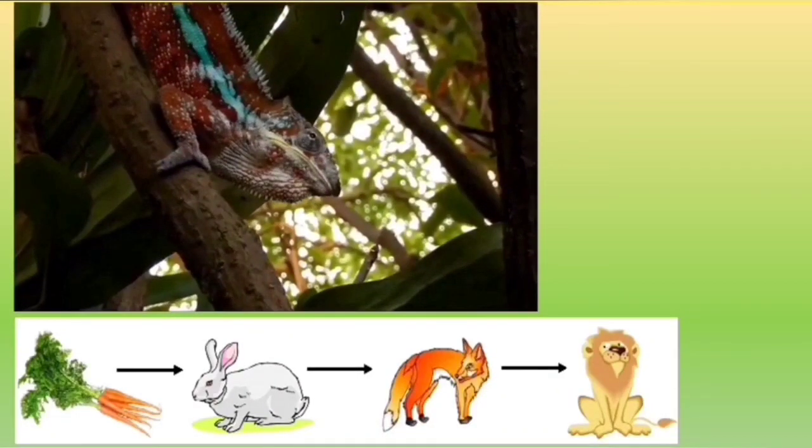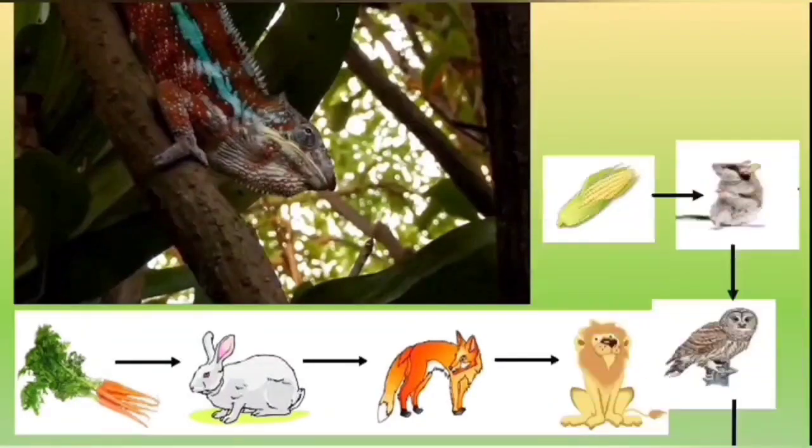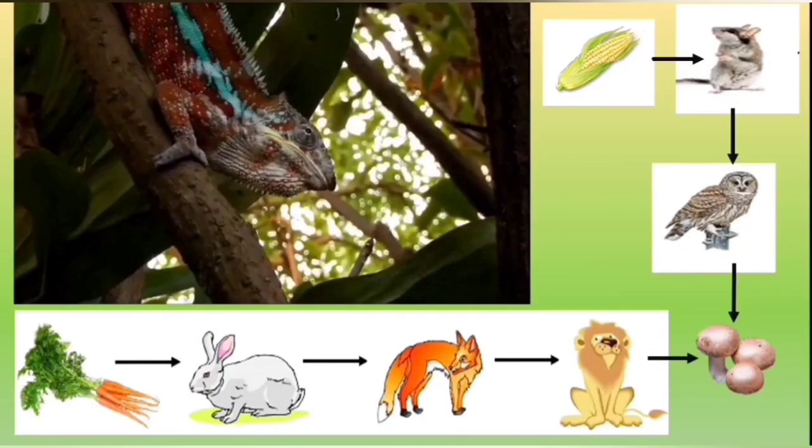Another example of a food chain: carrots are eaten by rabbits. Rabbits are a meal for a fox. Foxes are eaten by the lion. Corn is eaten by rats. Rats are eaten by owls. Once all these animals die, their bodies are decomposed by the fungi.